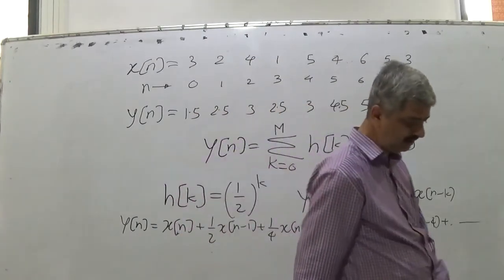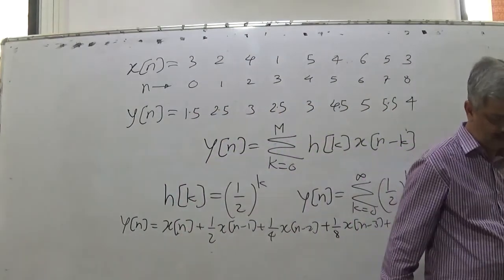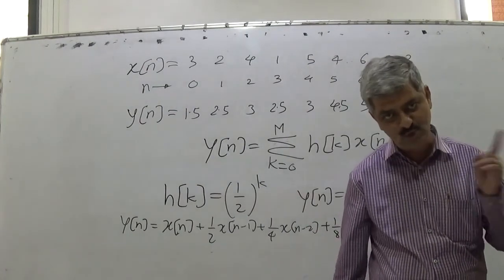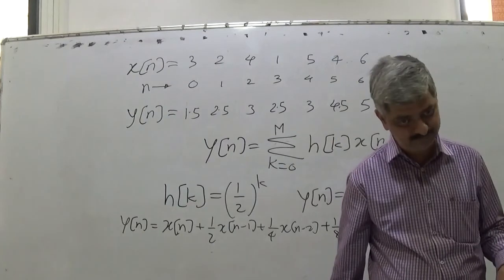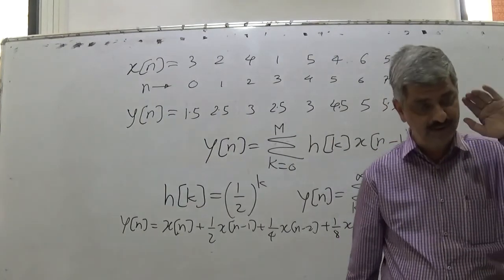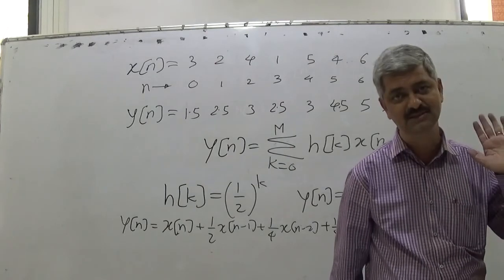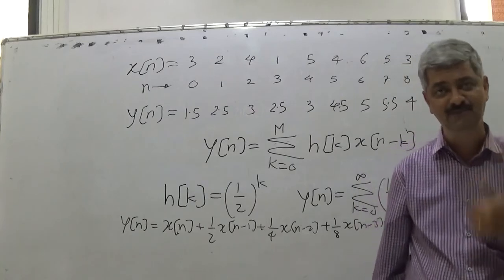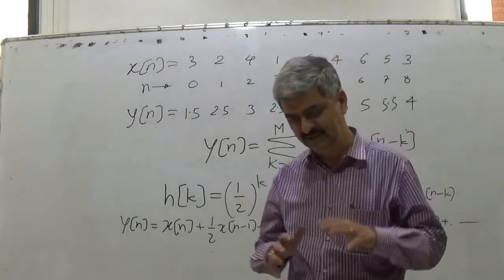So I conclude today's session: the output is a convolution sum of inputs. It can be a convolution containing a finite number of samples, current and previous, or it can contain an infinite number of samples. This is very interesting.